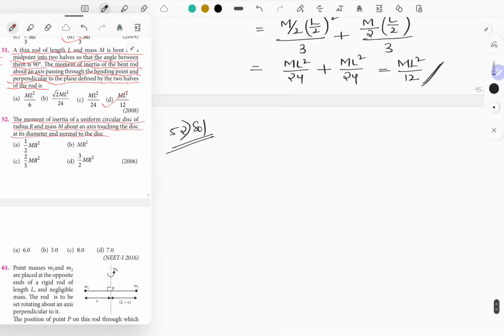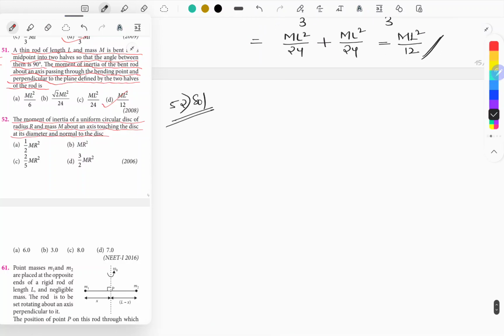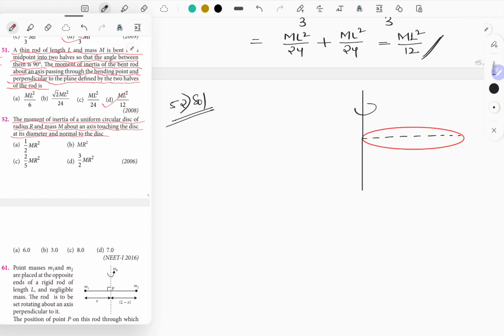Try to observe the diagram that how I am going to represent. They said the axis is normal to this disc. Okay, and one more point they did mention. Understand that point. It is touching the diameter. Let me say this is the diameter and this is how the axis is passing through. It is touching the diameter. Through this axis I need moment of inertia.